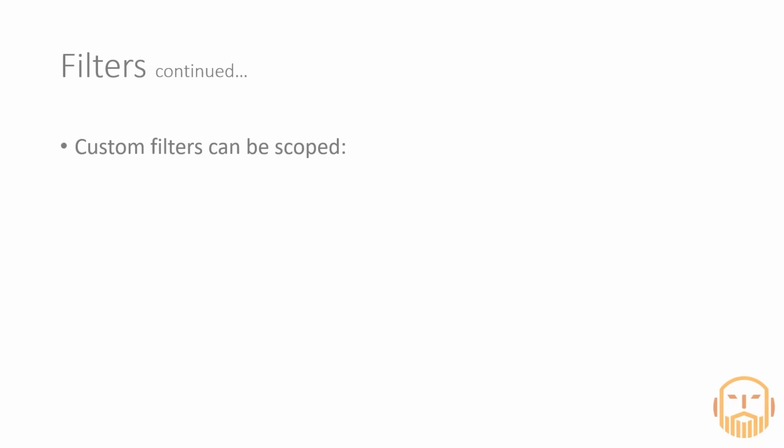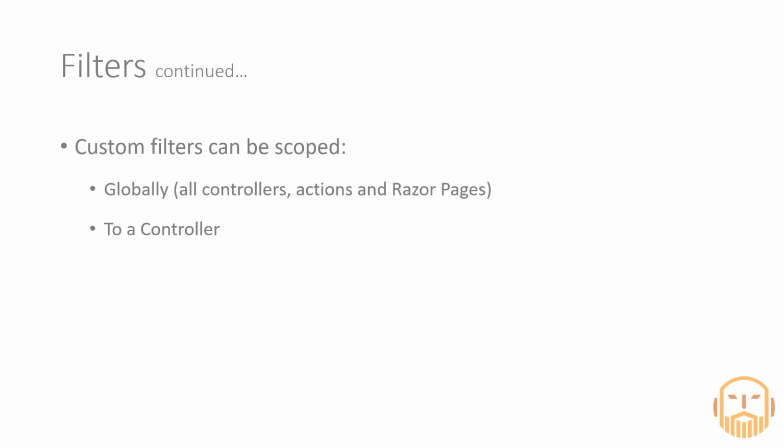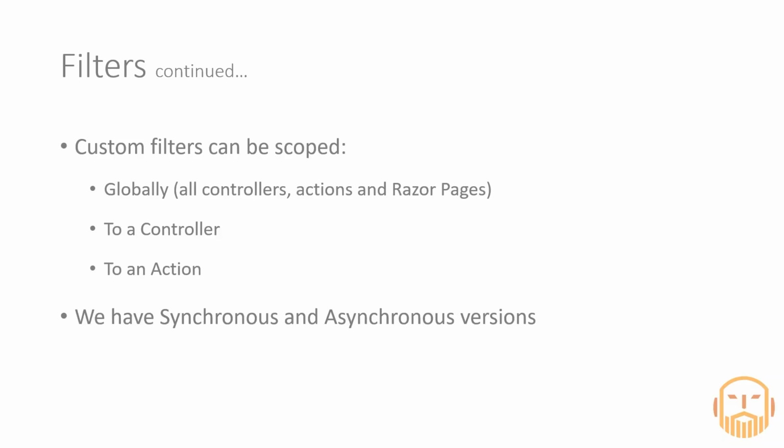Filters can then be scoped either globally to the entire application, so you can create these filters and apply them across the app, or just to a controller, or just to an action. In the example I've got, we've scoped it to a controller. And you can have synchronous or asynchronous versions of those filters as well.